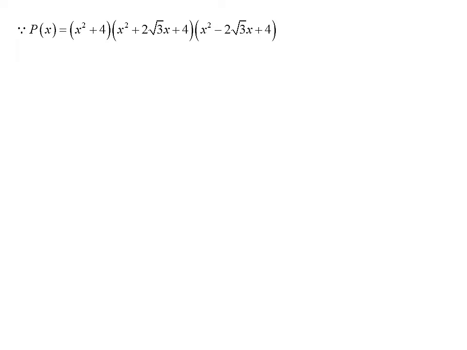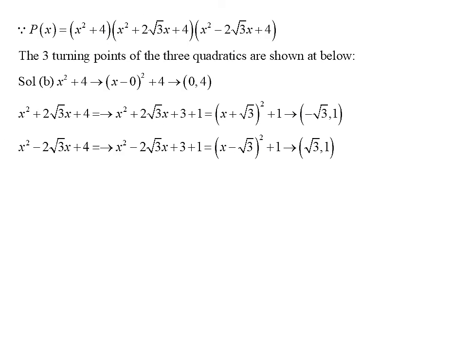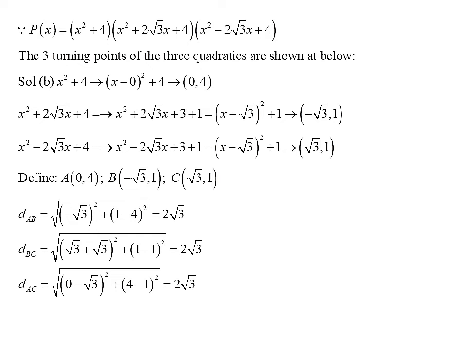According to the question, we first work out the coordinates of the turning points of these quadratic factors, as shown on the screen. Here we need to use the completing the square technique to do the work. Then we define the three vertices as A, B, and C accordingly. Hence, the distances among them can be calculated using the formula for the distance between 2 points, and the results show they are equal to 2 square roots of 3, which proves it is an equilateral triangle.